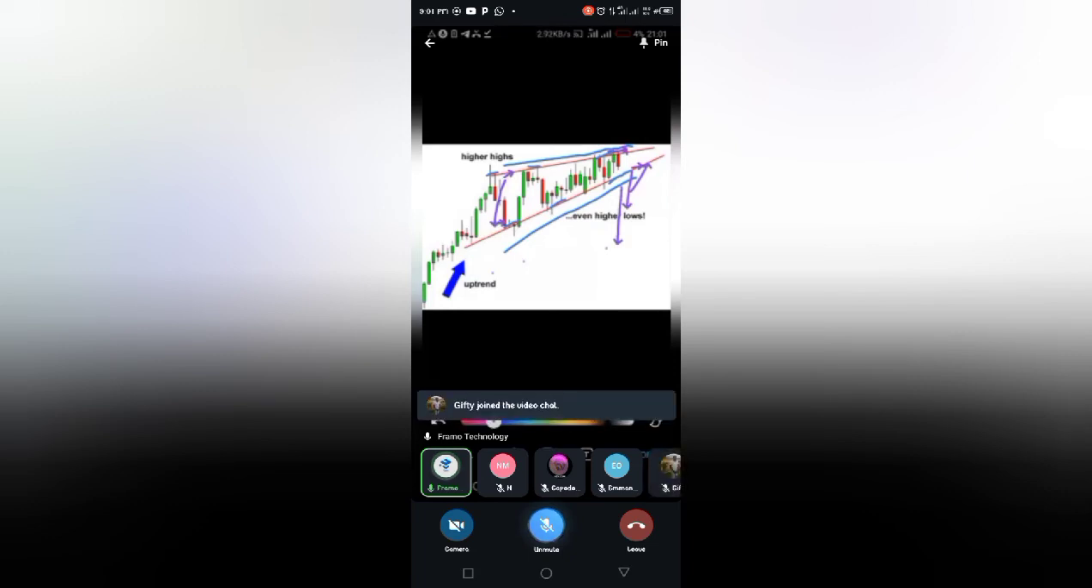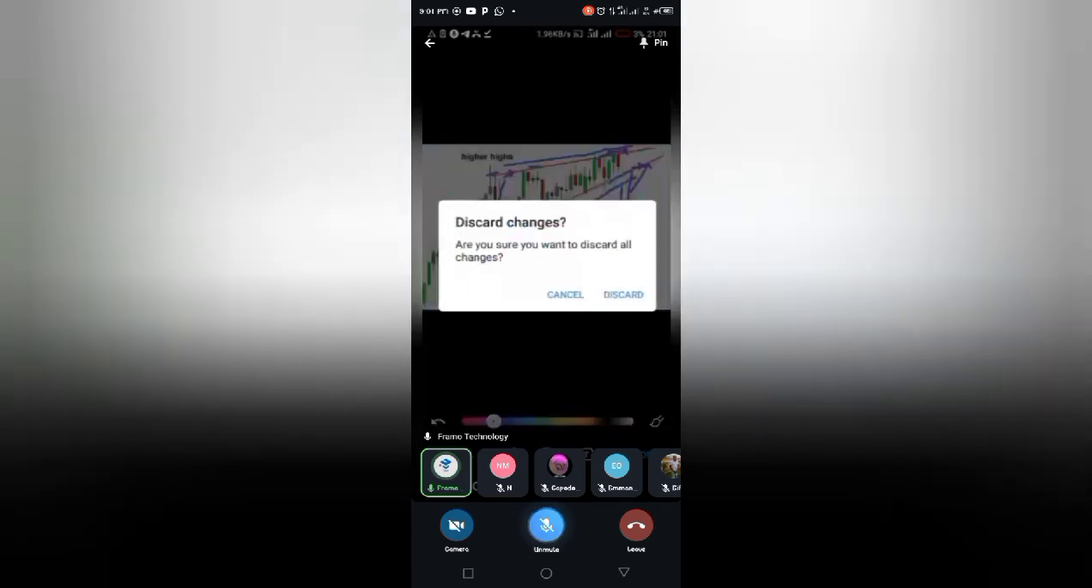So when we say a rising wedge, what is it? It is a bearish pattern or bearish reversal pattern. Okay. I hope the explanation is clear.